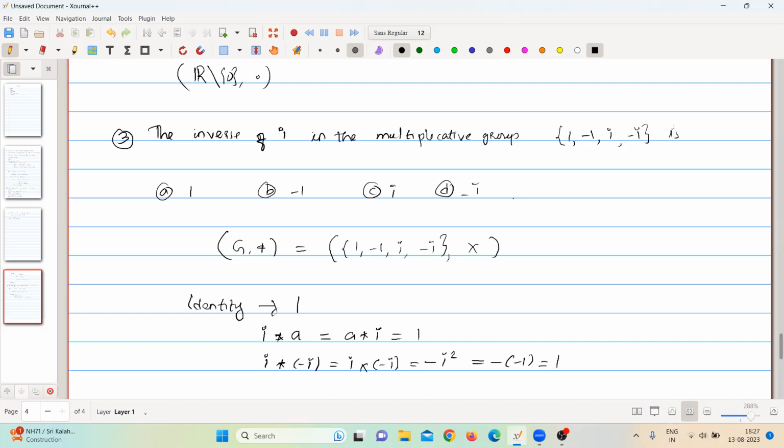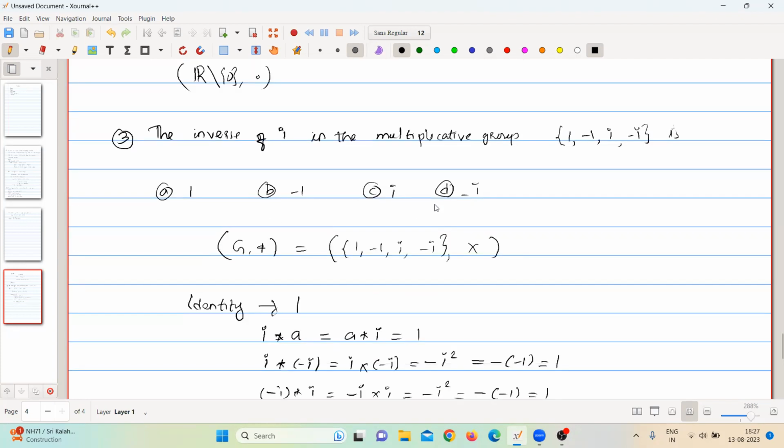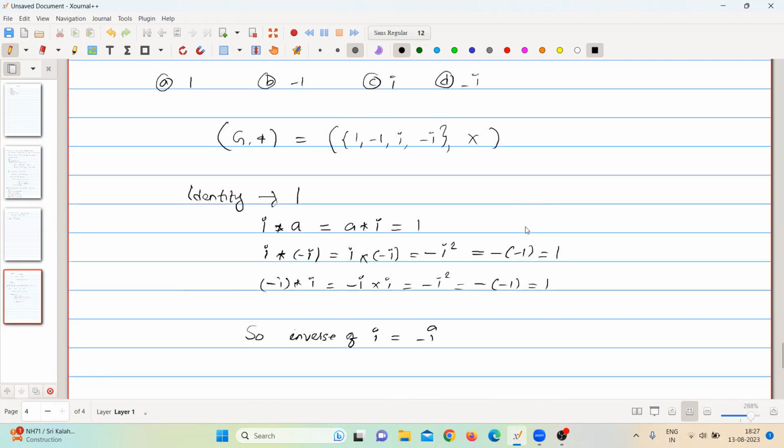In the same way, you can check -i star i also. -i star i is equal to -i into i. Again, it is -i squared, equal to minus of minus 1, equal to 1. So what we are getting is i star -i equals -i star i equals 1, where 1 is the identity element. So the inverse of i equals -i. Okay. Here, this question, any doubt?